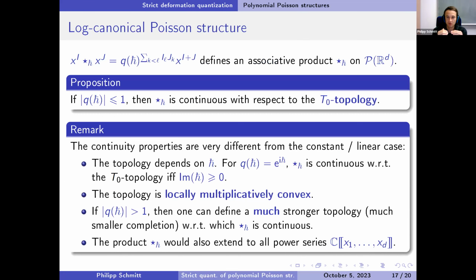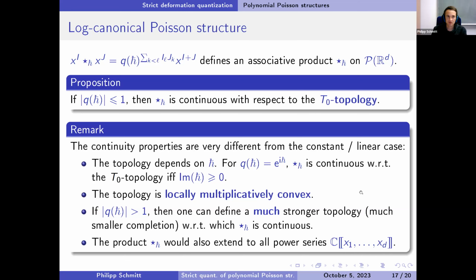contributions to a certain order because the product is homogeneous with respect to the orders. So there's no order where you would get infinitely many terms. So you can extend this also to all formal power series in the coordinates x1 up to xd.